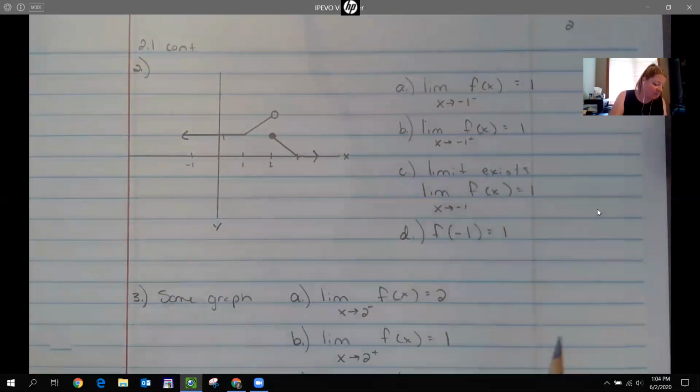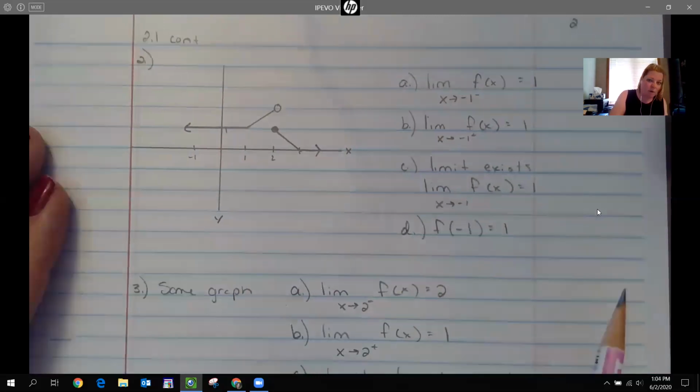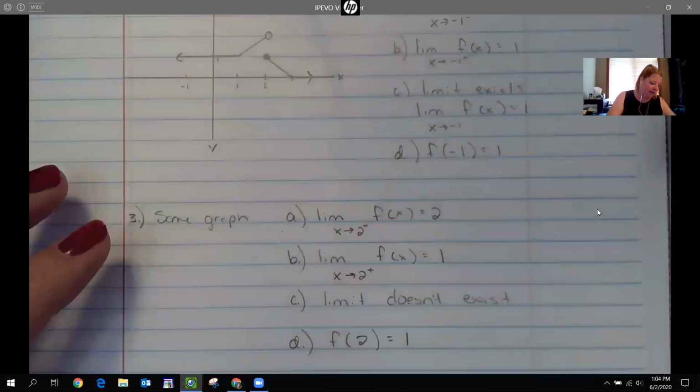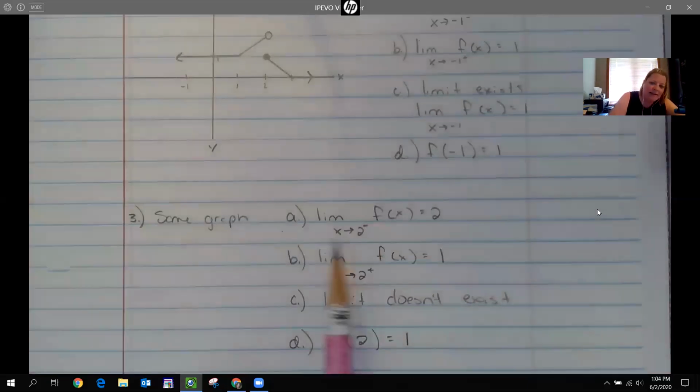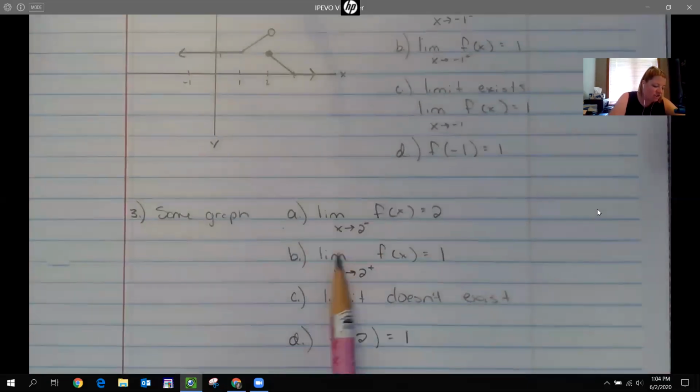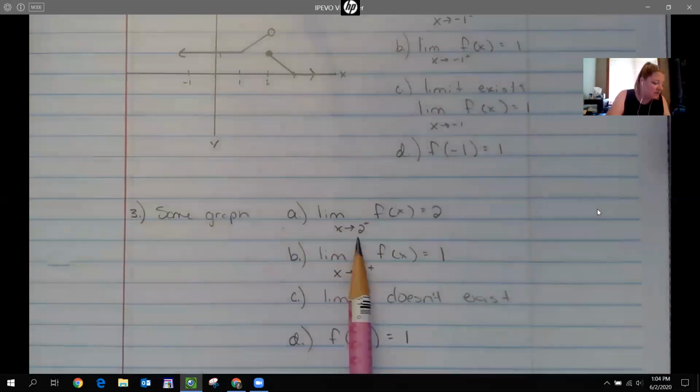So for that same graph, let's see if I can see the graph and my notation here. The limit as x approaches 2 from the left. So here's 2.